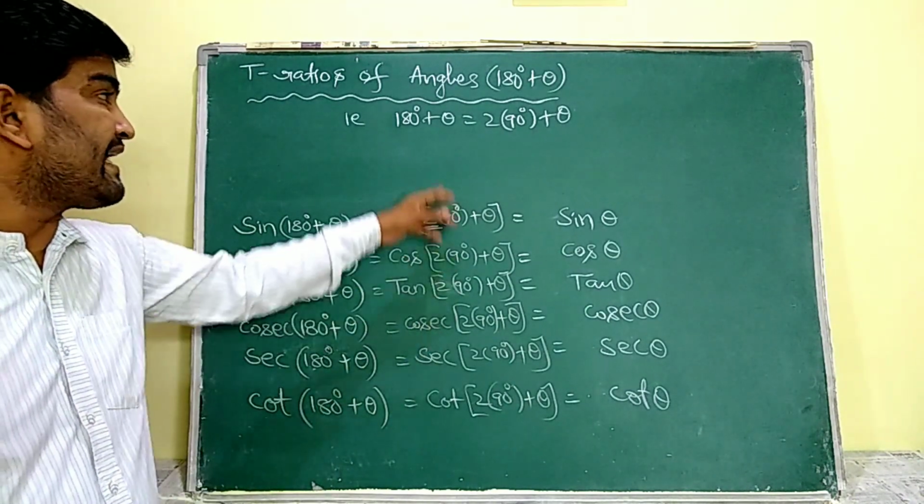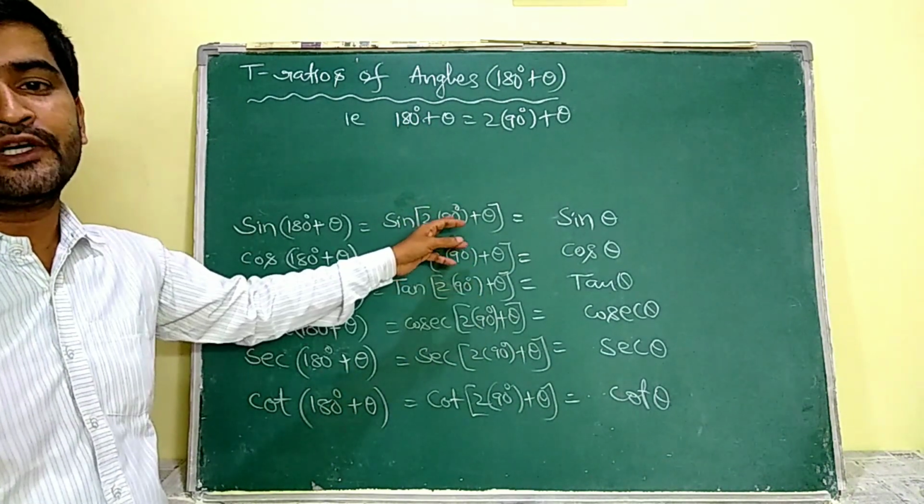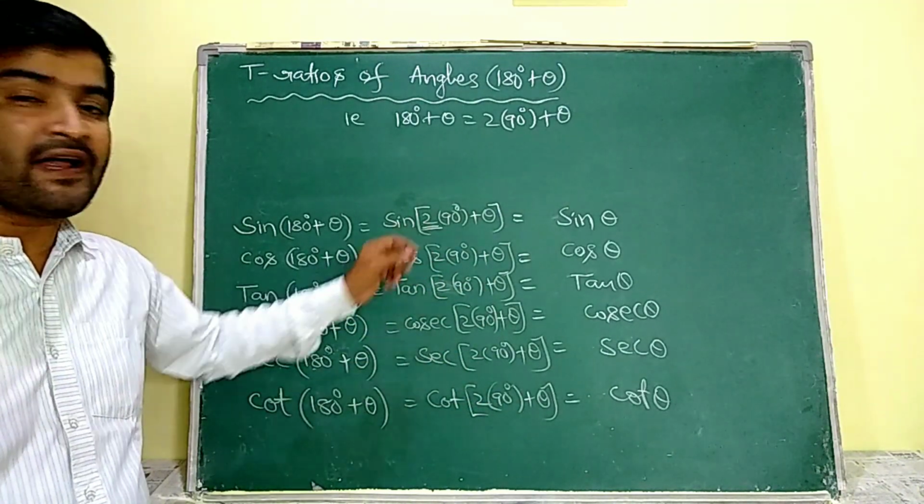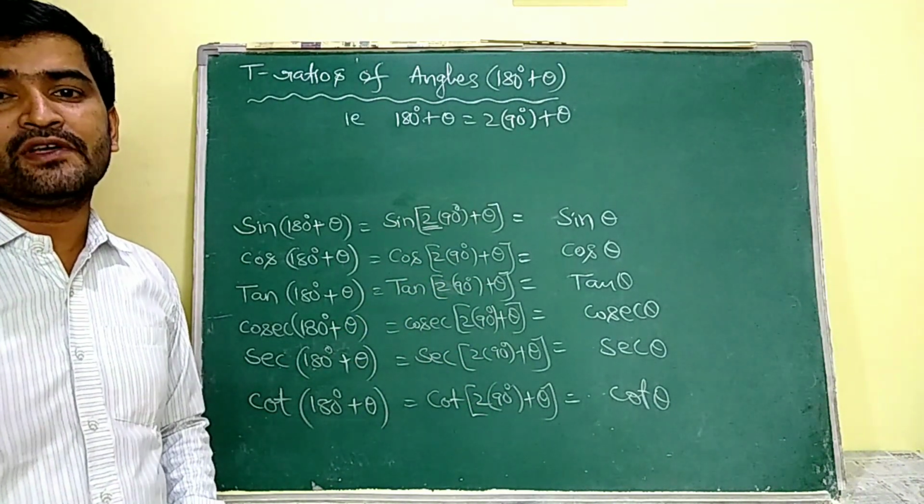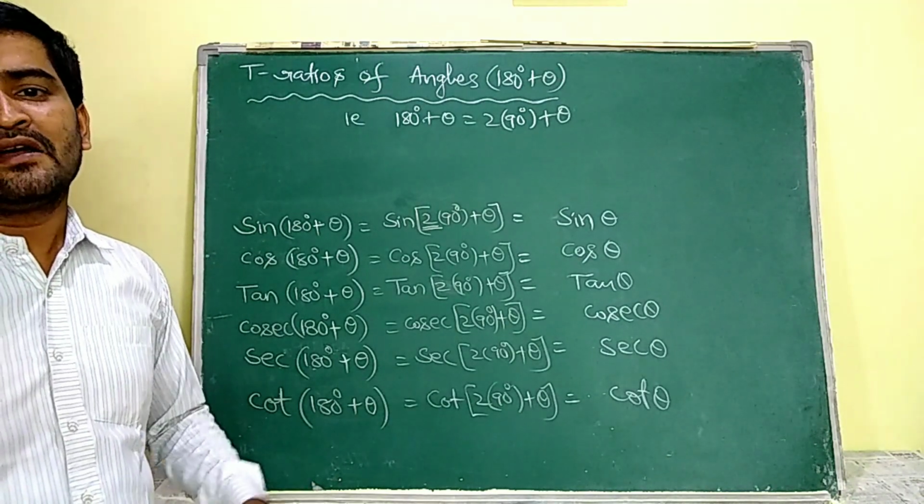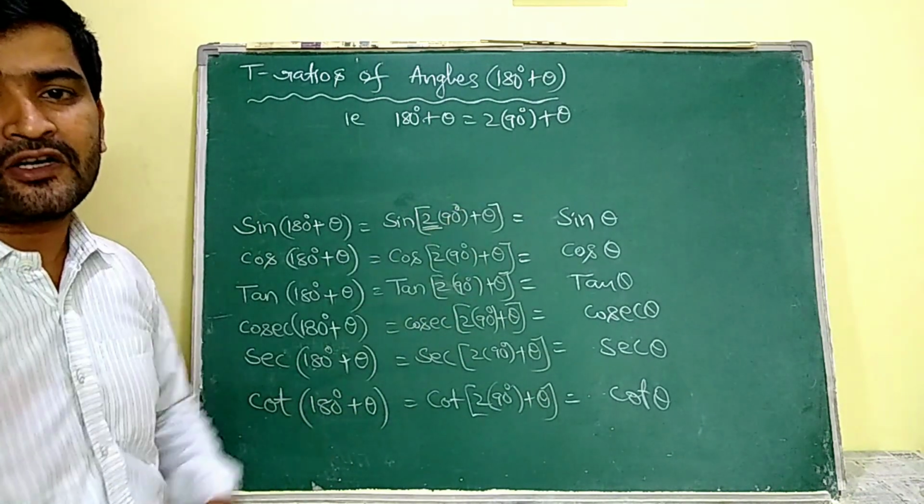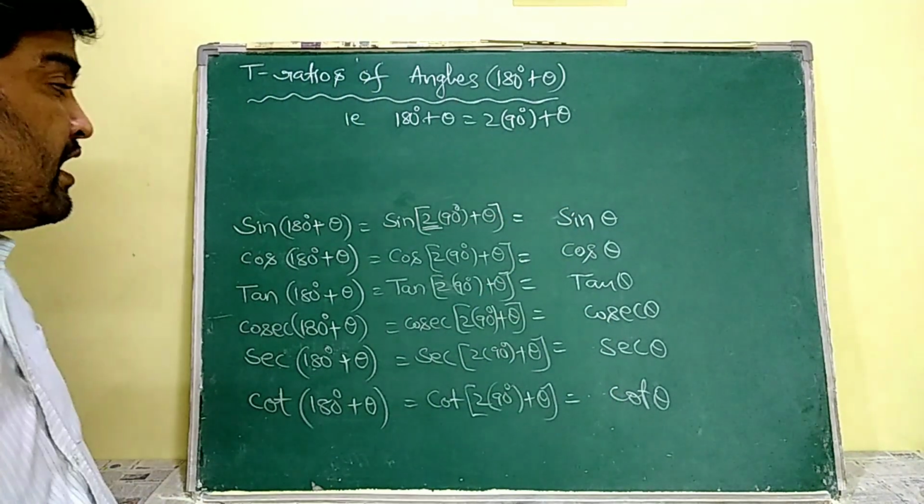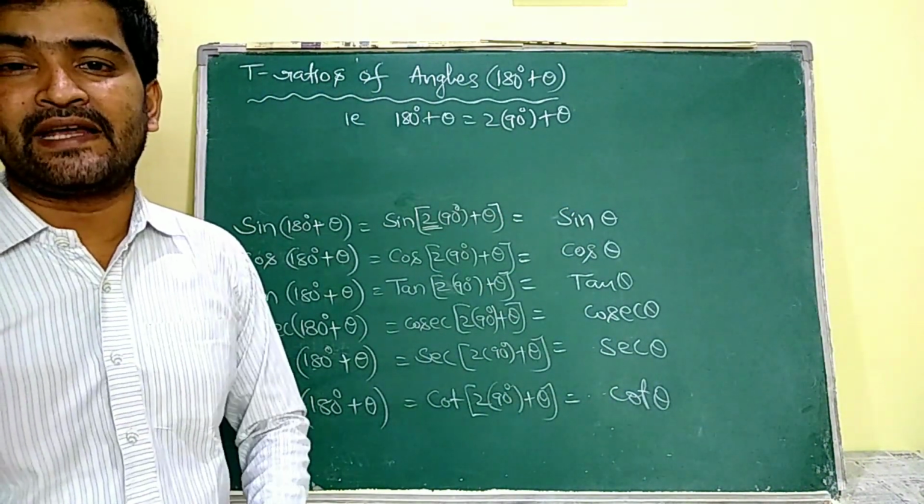Just I am going to rearrange this 180 plus theta like 2 into 90 plus theta. Now see here, the n value is even. So if the n value is even, then we know that there is no change in the trigonometric ratio. That is why I am going to write all the trigonometric ratios as they are. Now I have to verify the signs.